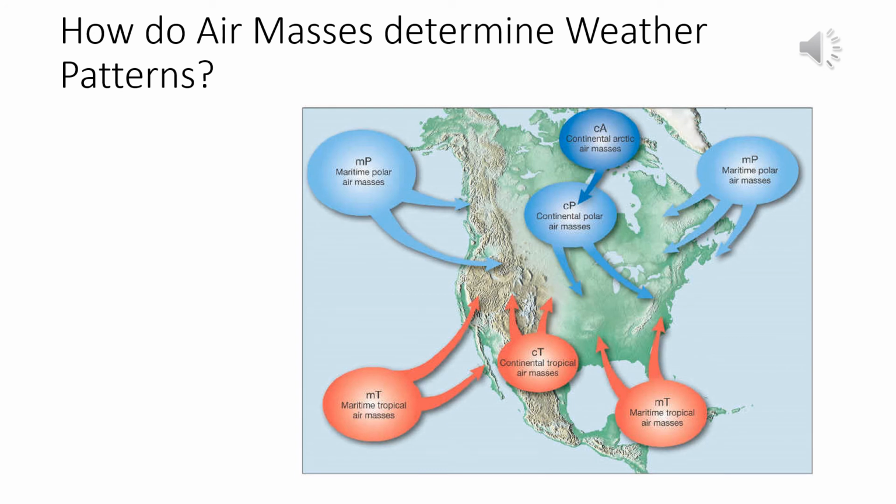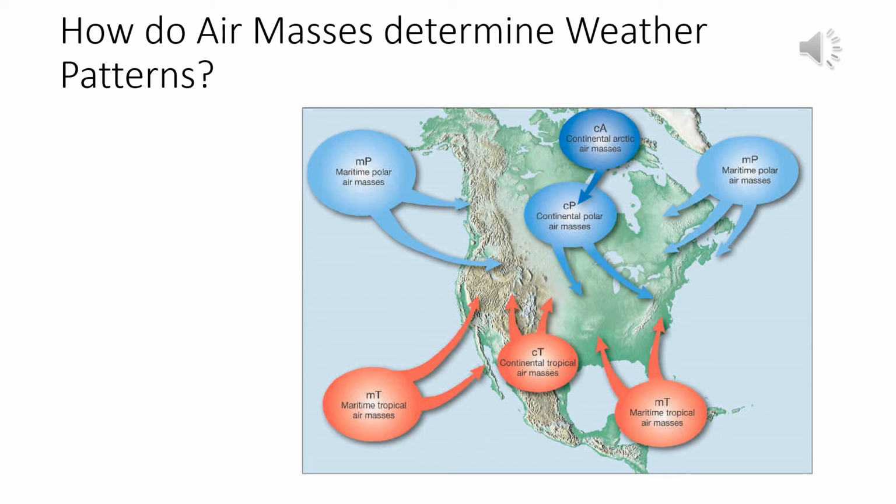So we've seen that our atmosphere and our oceans can work together to transfer heat from one part of the Earth to another. When we put these together, we talk about air masses. And the air masses can be defined by their temperature and their originating location. In terms of temperature, are they warm or are they cold? Warm are called tropical, and cold are called polar.